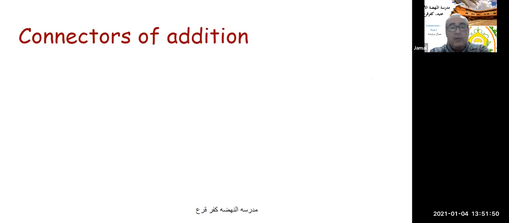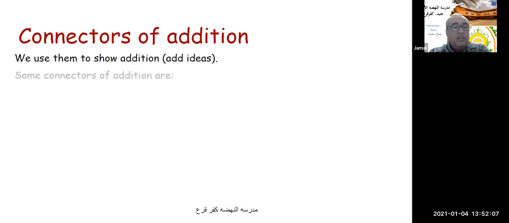Let's start with the connectors of addition. Now, the connectors of addition, from the very word addition, are used to add ideas. So we use them to show addition, as we say. There are so many connectors of addition. These are some of them.